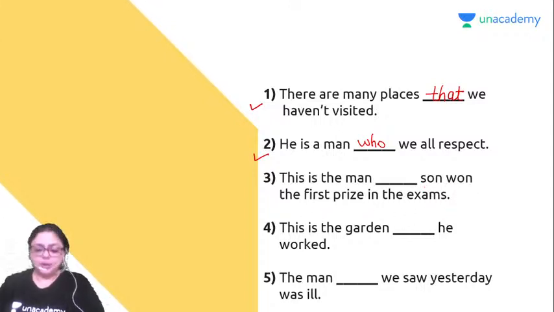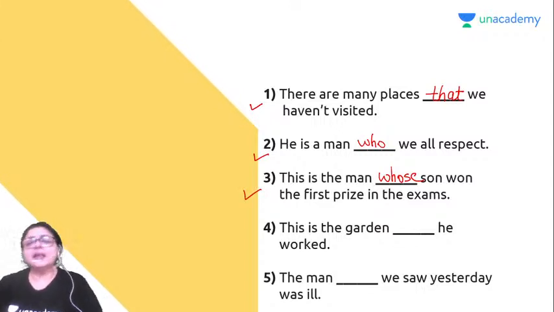Yes, soon your parents are going to be told this when you crack the GATE with flying colors. Yes, this is the man whose son, yes, whose son won the first prize. This is the garden dash he worked. Now, where he worked, or you can say in which he worked.